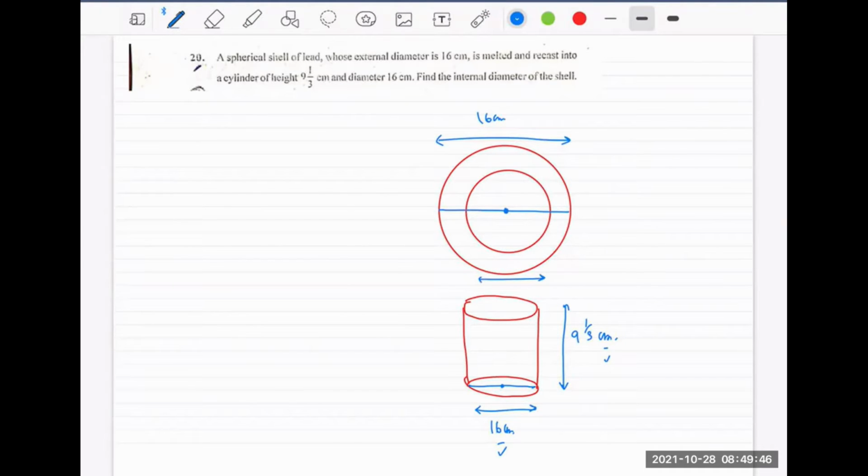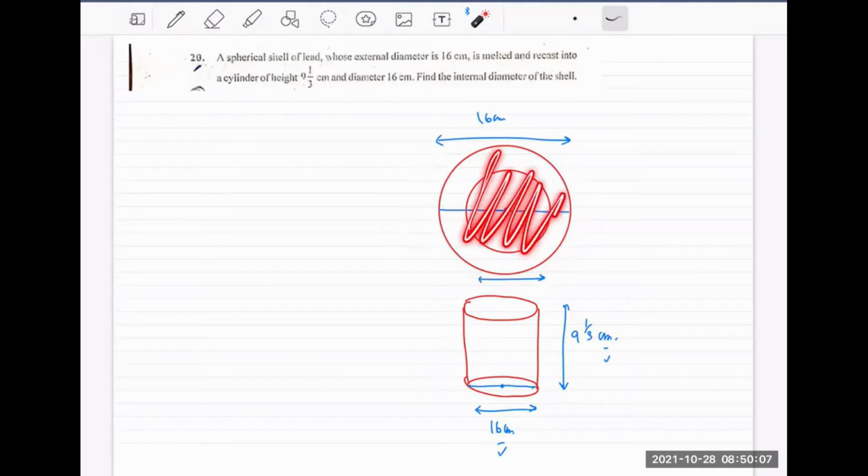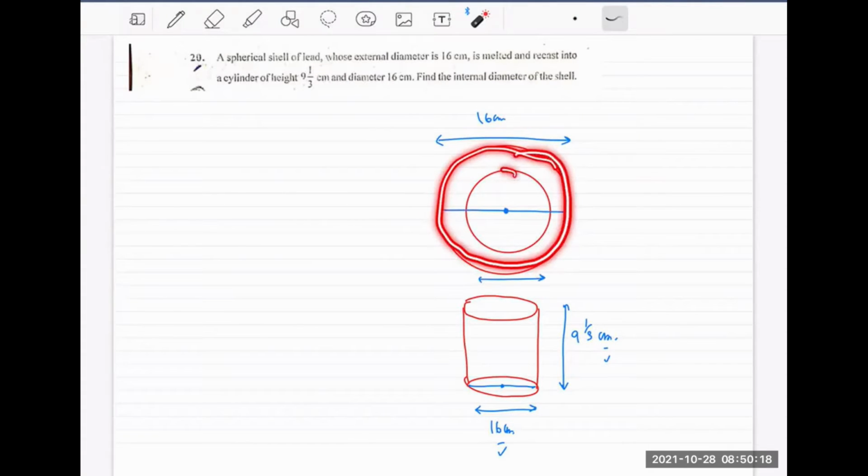Okay, how to solve then? Since the shell is melted to form the cylinder, the volume of the shell will be equal to the volume of the cylinder, right? So how will we find the volume of the shell? There is no metal everywhere. The lead is only in this portion. How to find the volume then? From the whole sphere, if you subtract this inner portion, then this portion will be remaining, right?